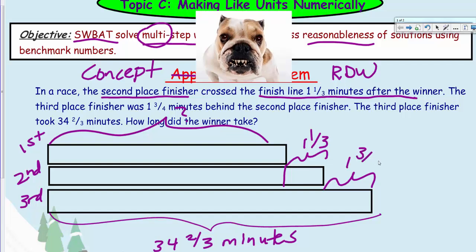I could see where this could get really confusing. But basically, we have a winner that we don't know how fast he went. And now we're comparing it. We know that he took a little bit more time, so we're adding that time on. We're saying whatever the winner's time is, it's going to be 1 1/3 minutes longer. And whatever the second place winner here is, we do know that it took the third place winner 1 3/4 minutes longer. So now when we look at that, how could we set this problem up?